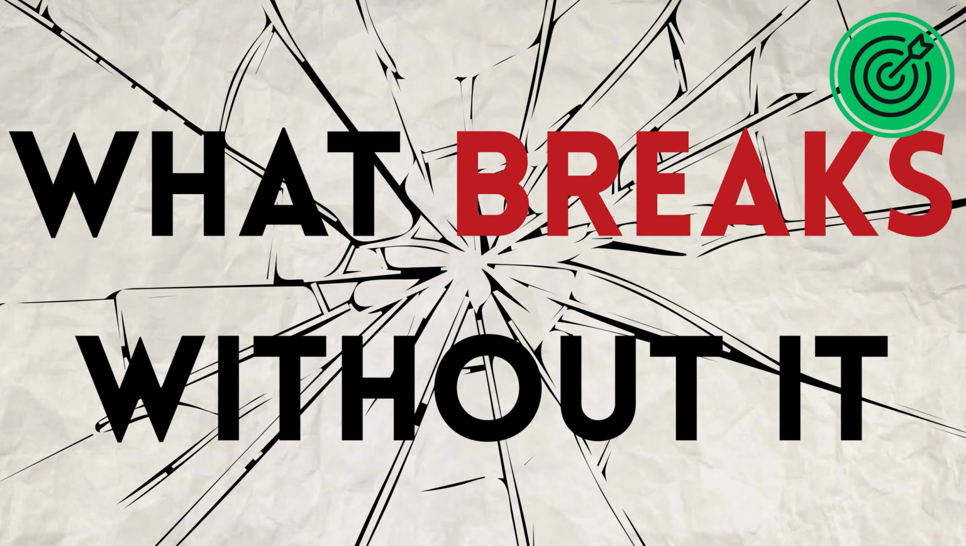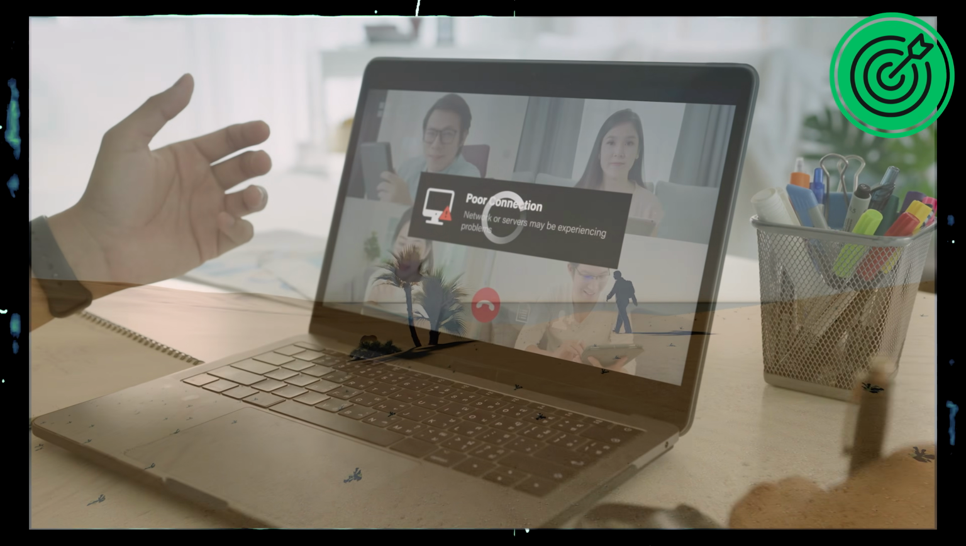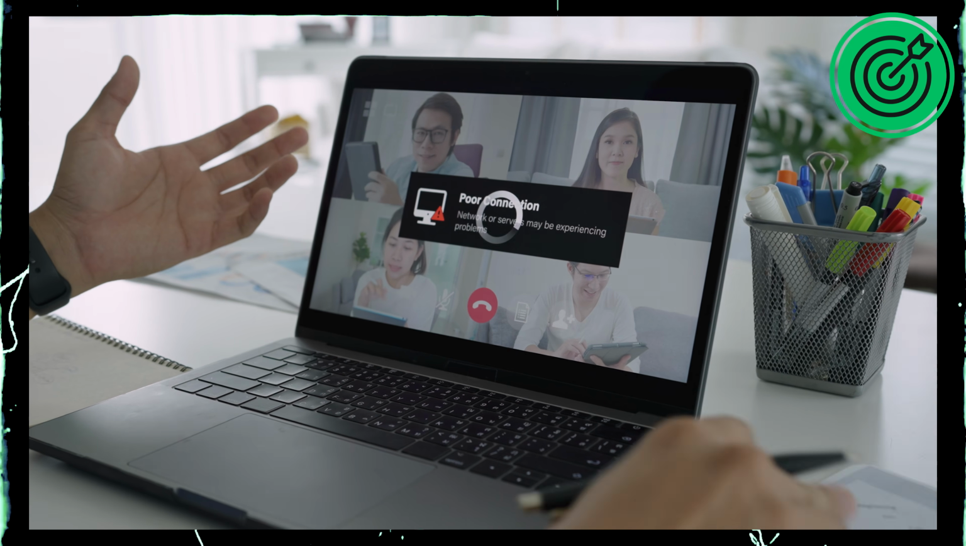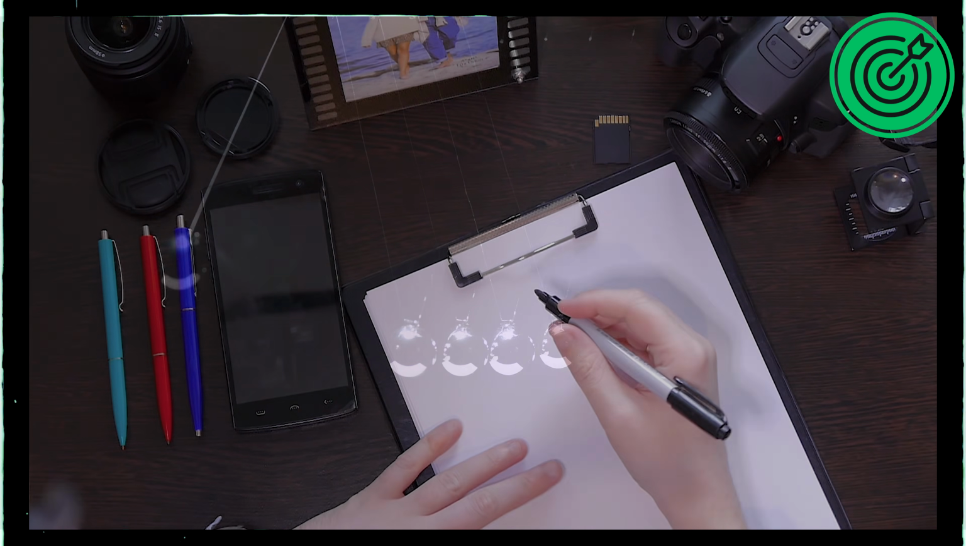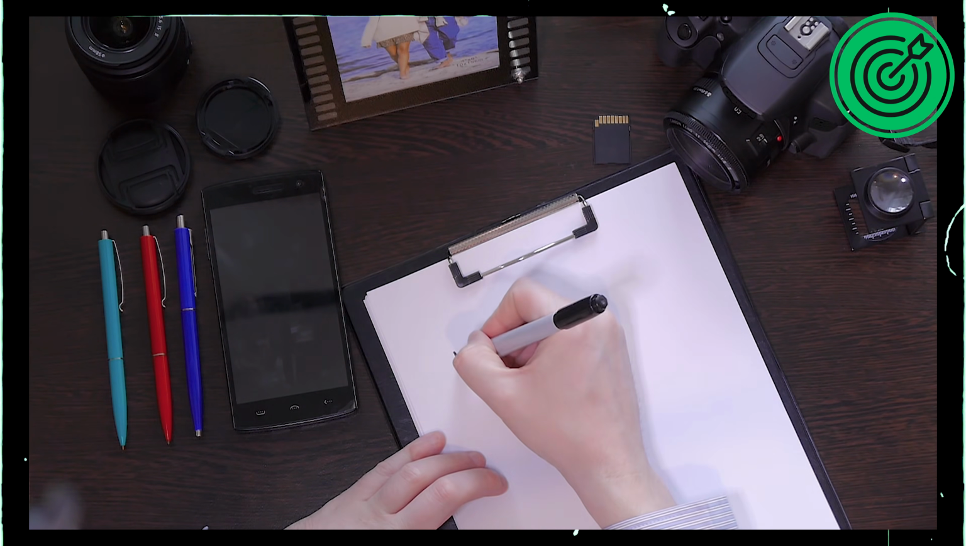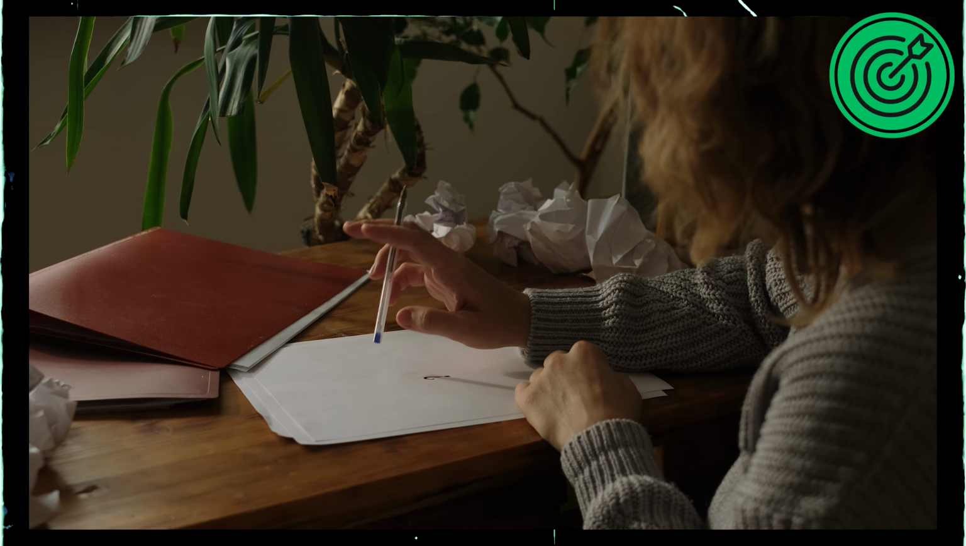What breaks without it? A story without a clear purpose wanders aimlessly. Scenes feel disconnected, and the plot has no momentum because nothing seems to have a function. At the scene level, a lack of purpose creates filler. Moments that may be really well written, but ultimately go nowhere. And it basically will stop your story dead. A scene without a job is just dead weight.